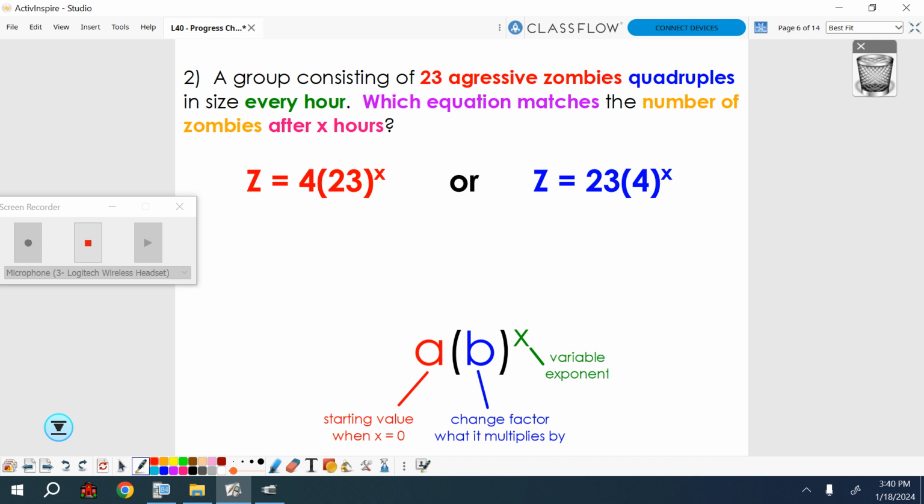So let's look at this problem. It says a group consisting of 23 aggressive zombies quadruples in size every hour. Which equation matches the number of zombies after X hours? So we're starting with 23 zombies. So that's our starting amount, which is going to be our A value. And it's quadrupling, that's how it's changing, every hour. So if we think about this, my starting amount is 23. It's changing by quadrupling. So this is going to be the equation we use because our start value is 23. It changes by a factor of 4. And then our exponent is still x.